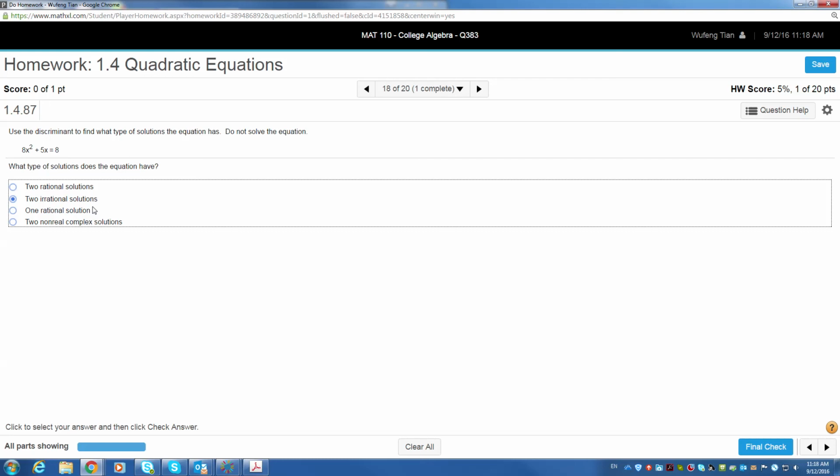If it's not a perfect square, you're going to have a square root, for example the square root of 5. It's not a perfect square, so it's going to be irrational. If you have the square root of 9, it's a perfect square, which is 3, so this is a rational number. That's what it means. So, two irrational roots.